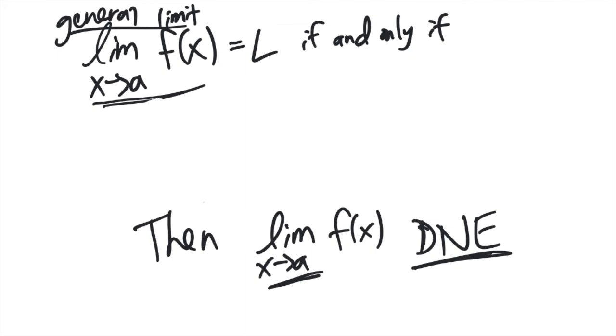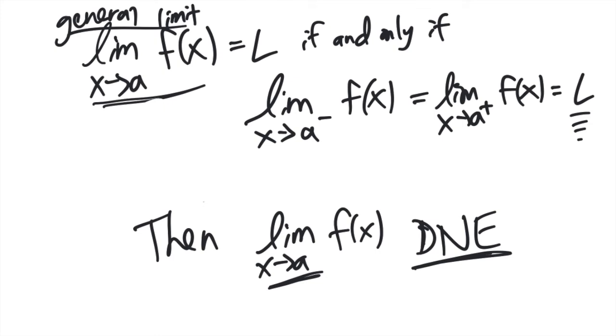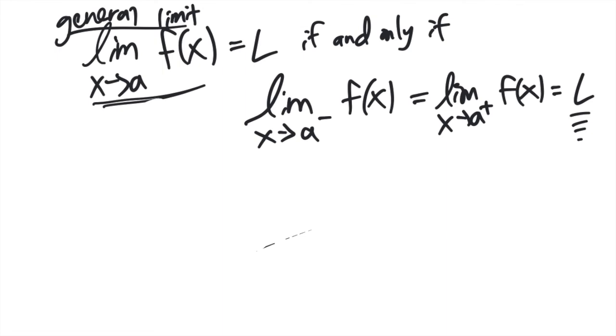So the general limit is equal to L if and only if the limit as x goes to a from the left of f of x is equal to the limit as x goes to a from the right of f of x. And not only do they need to be equal, they both need to equal that L. So if we have a situation where the left-hand limit and the right-hand limit are not equal, then the general limit does not exist. So before we can talk about whether a limit even exists, we need to check the left-hand limit and the right-hand limit first.